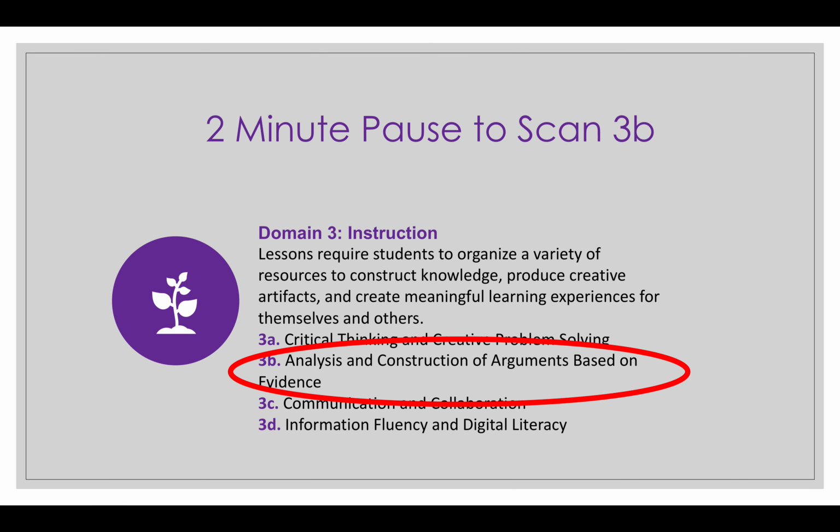We will now pause 2 minutes for you to scan indicator 3B. Make note of any questions or anything that is unclear, and also notice the ways you're already working towards this indicator in your classroom.